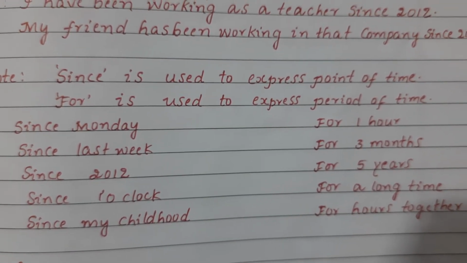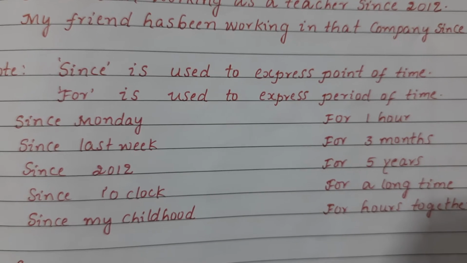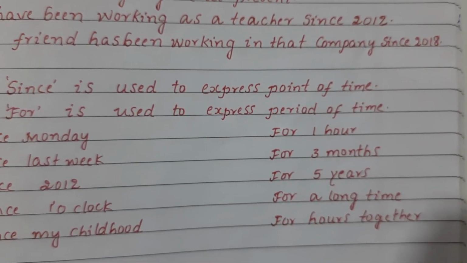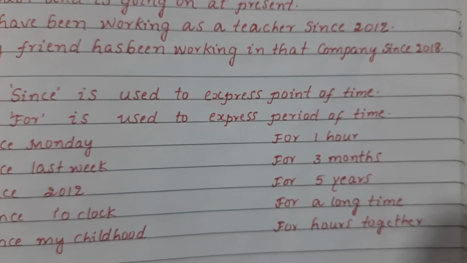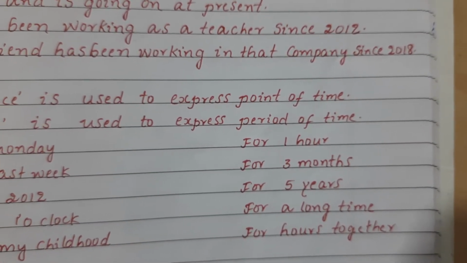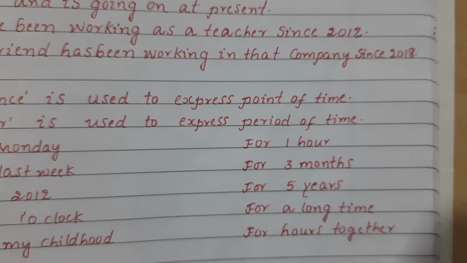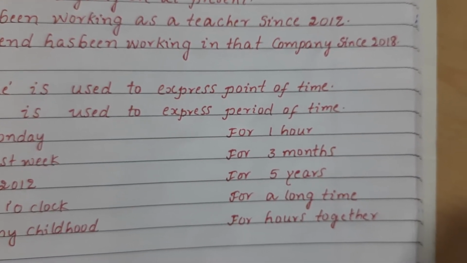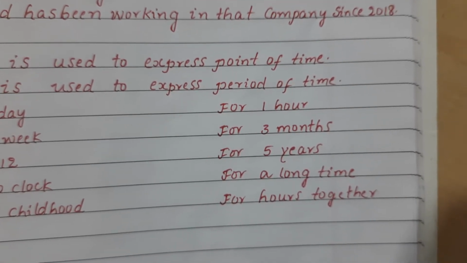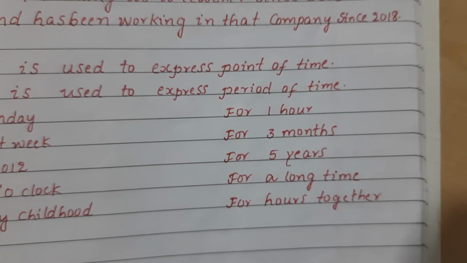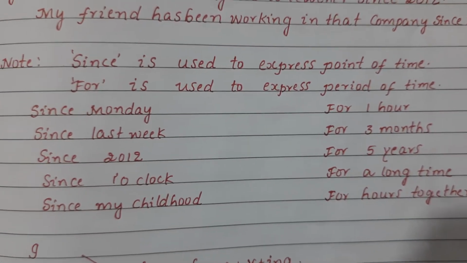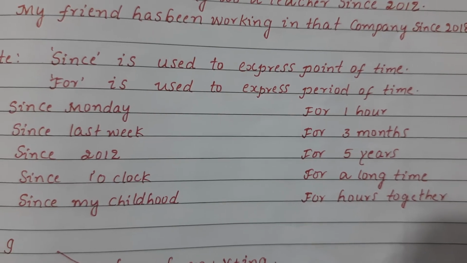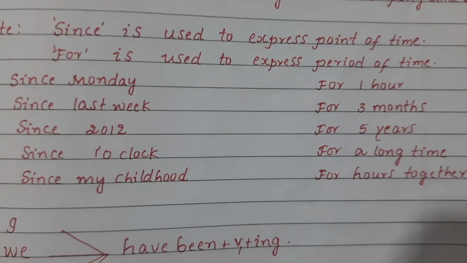So, before the point of time, we have to use the preposition since. And to express period of time, we have to use for: for 1 hour, for 2 hours, for 3 hours, for 2 days, for 5 days, for 10 days, for 3 months, for 12 months, for 5 years, for 10 years, for a long time, for hours together, for years together, for months together. Since is used to express point of time and for is used to express period of time. Remember these examples.